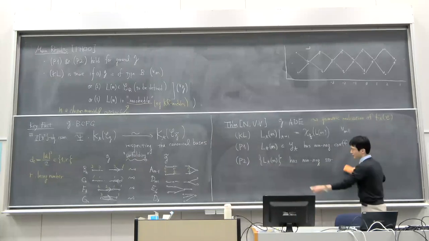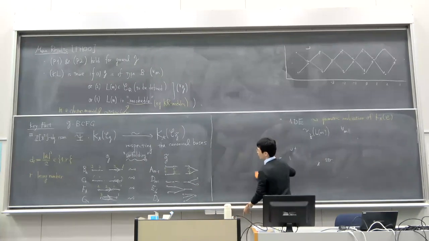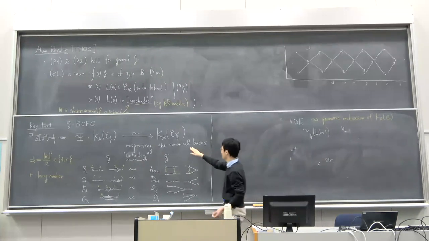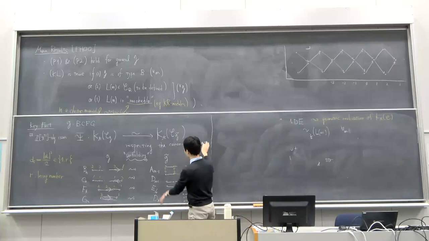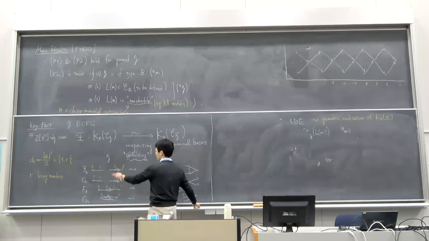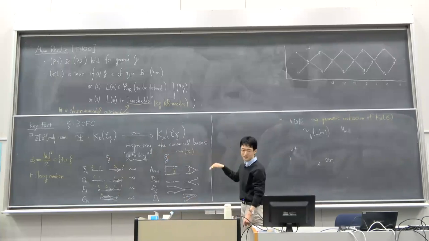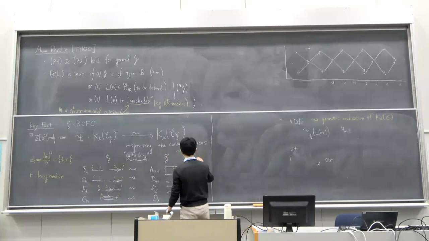And because this isomorphism respects the canonical basis, and we already know that the canonical basis in simply-laced type has positive structure constants, the second positivity property is immediate from the existence of this isomorphism.